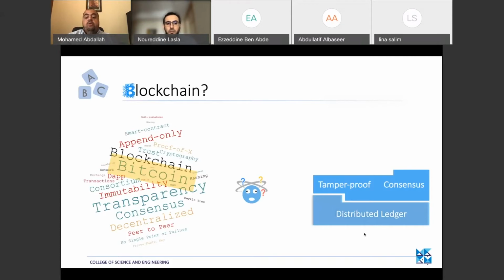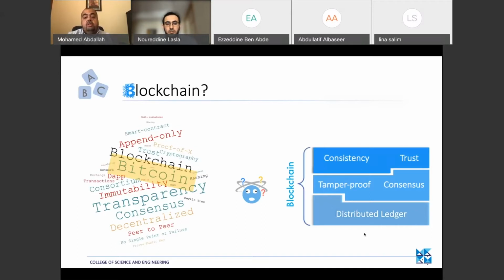So by having these two features, you will have consistency in updating this distributed ledger, and at the same time, you will develop a trust in making sure that none of this data will be altered or changed or modified. So these three parts, this is actually the blockchain. So it's a distributed ledger with these nice features.